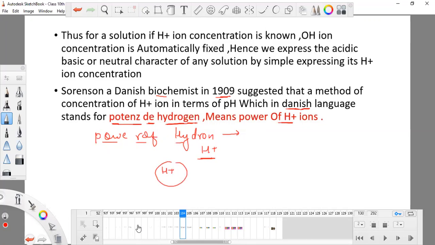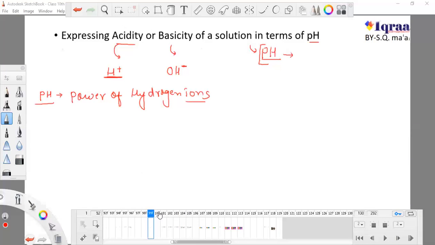So how are these H plus ions related to OH ions? Let's study concentration. We know that if H plus ion is more, it is known as high H plus ion concentration. Now I fix the total to 10 molecules, and I'm taking water.